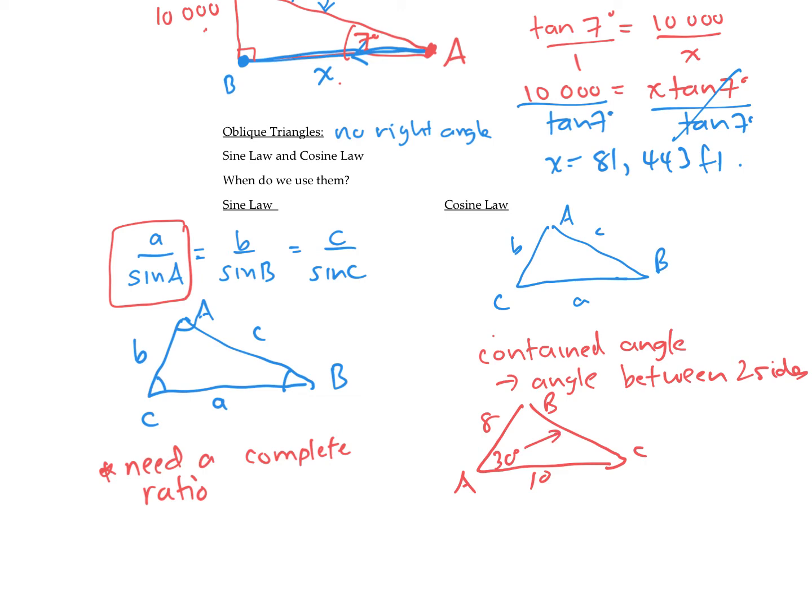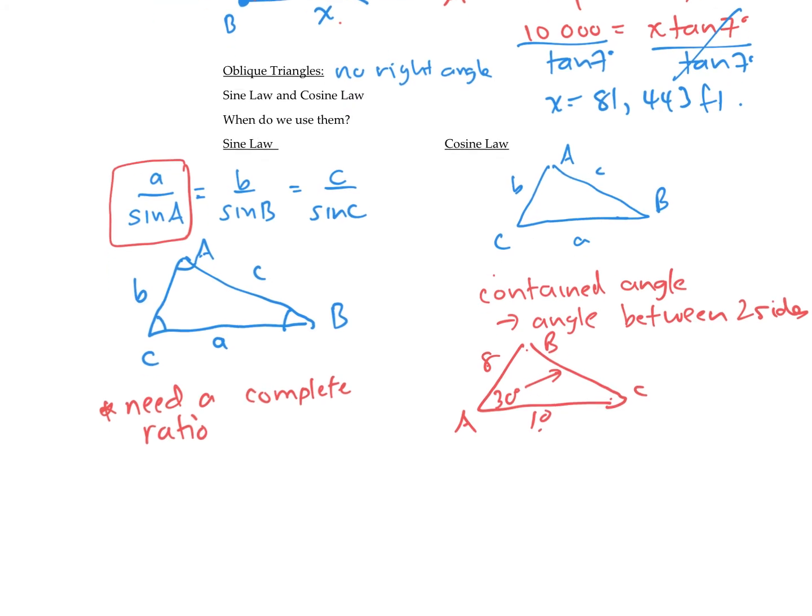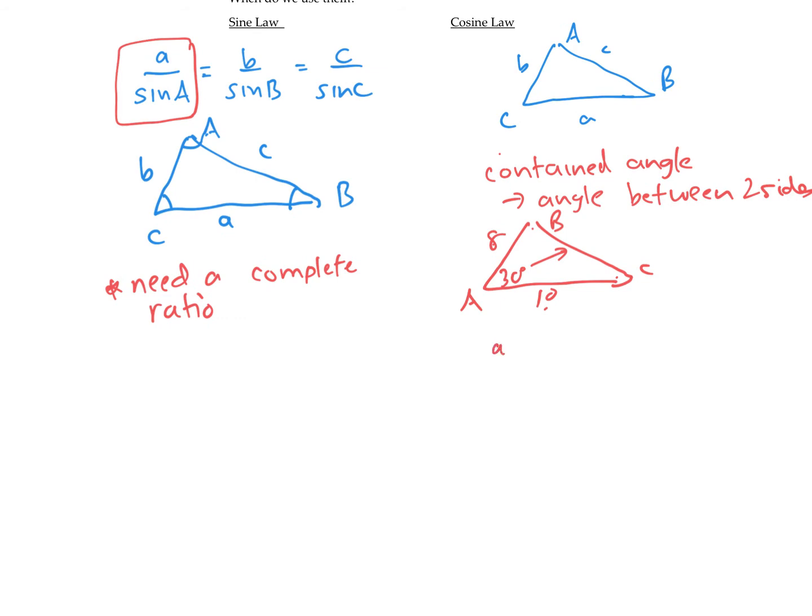So this 30 degrees, I don't know the side opposite. The side 8, I don't know the angle opposite, and side 10, I don't know the angle opposite. So I don't have a complete ratio. I don't have a side and its angle. So I can't use law of sines. I have to use law of cosines. The other situation you'll use law of cosines is if you have all three sides. So all three sides, we might have something like this. So we have no complete ratio because we have a side, but we don't have the angles.